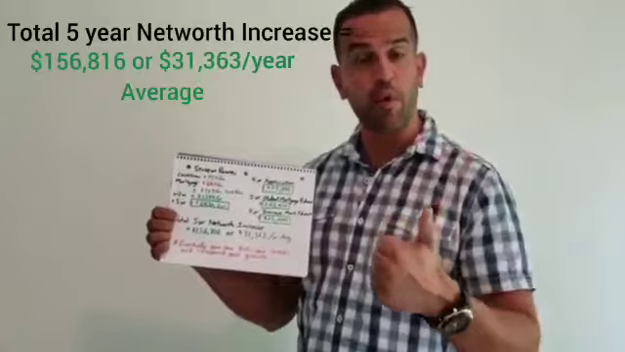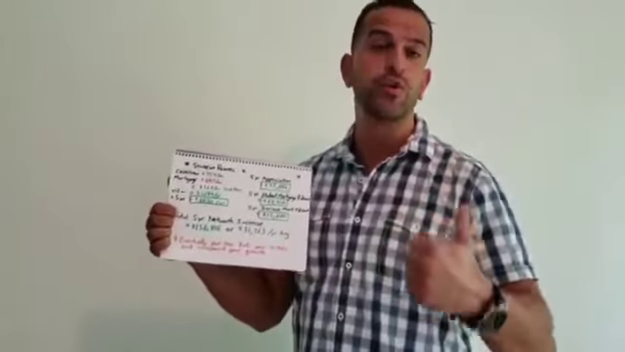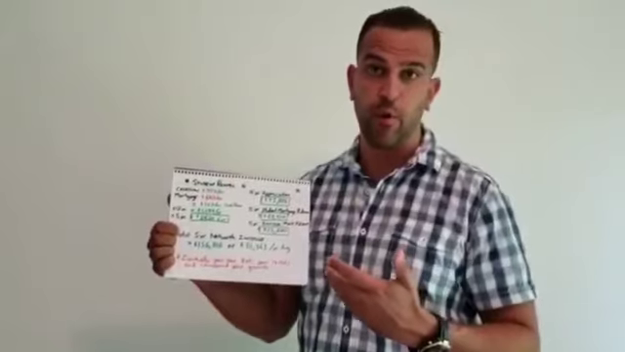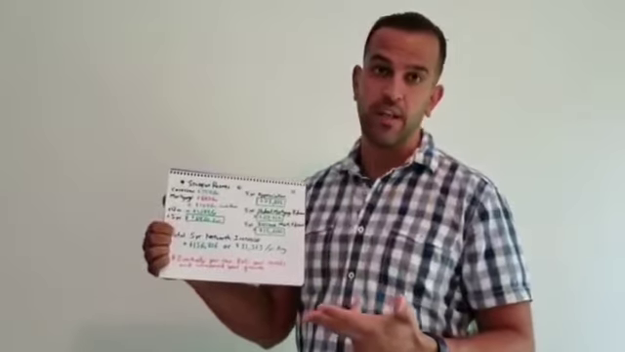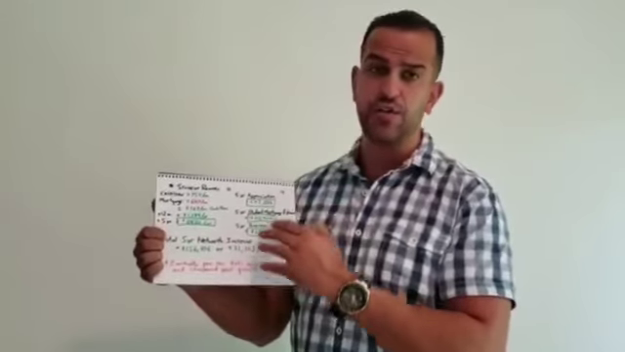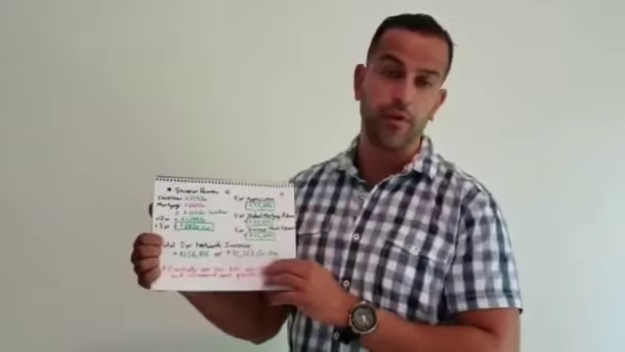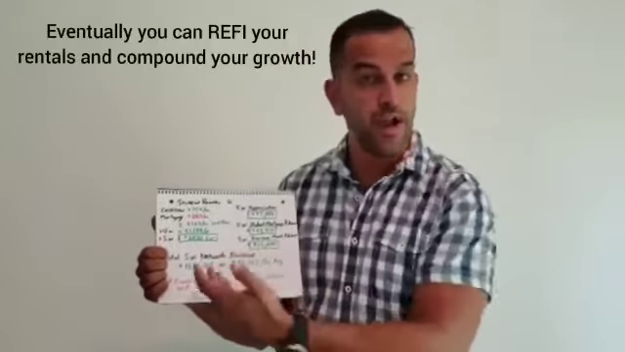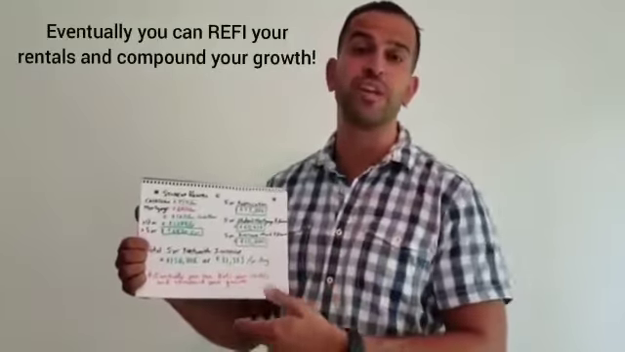Okay, so example number 1, you use your cash. When you use your cash, you're returned approximately $36,000 a year in net worth. Option number 2 was a HELOC, and I believe it was about $28,000. And option number 3 is using a refinance, and you're returned about $31,000 in net worth. Okay, so again, eventually you can start refinancing your rental properties, which is ultimately the goal.